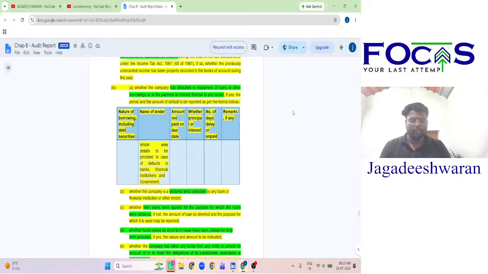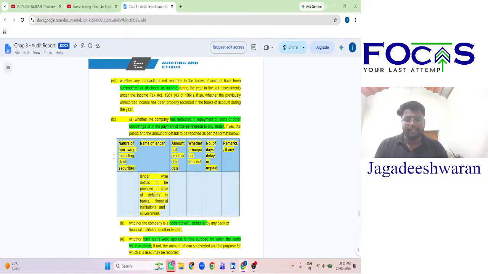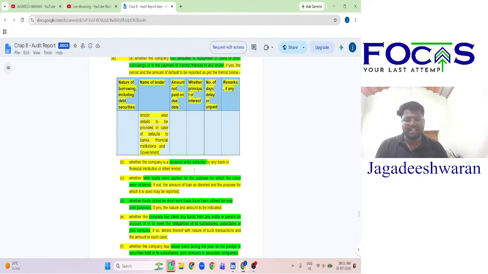Paid on due date. So எந்த அமௌண்ட் நம்ம பே பண்ணல டியூ டேட்ல அப்படிங்கிறது. அதுக்கப்புறம் வெதர் பிரின்சிபல் ஆர் இன்ட்ரெஸ்ட், பிரின்சிபல் பே பண்ணல இன்ட்ரெஸ்ட் பே பண்ணலையா, and the number of days delay or unpaid, and remarks if any. So these are the 6 columns which we have to mention if we have not properly dealt with repayment of loans or payment of interest, that is default. Okay, we have to give the details in this column, in this table.